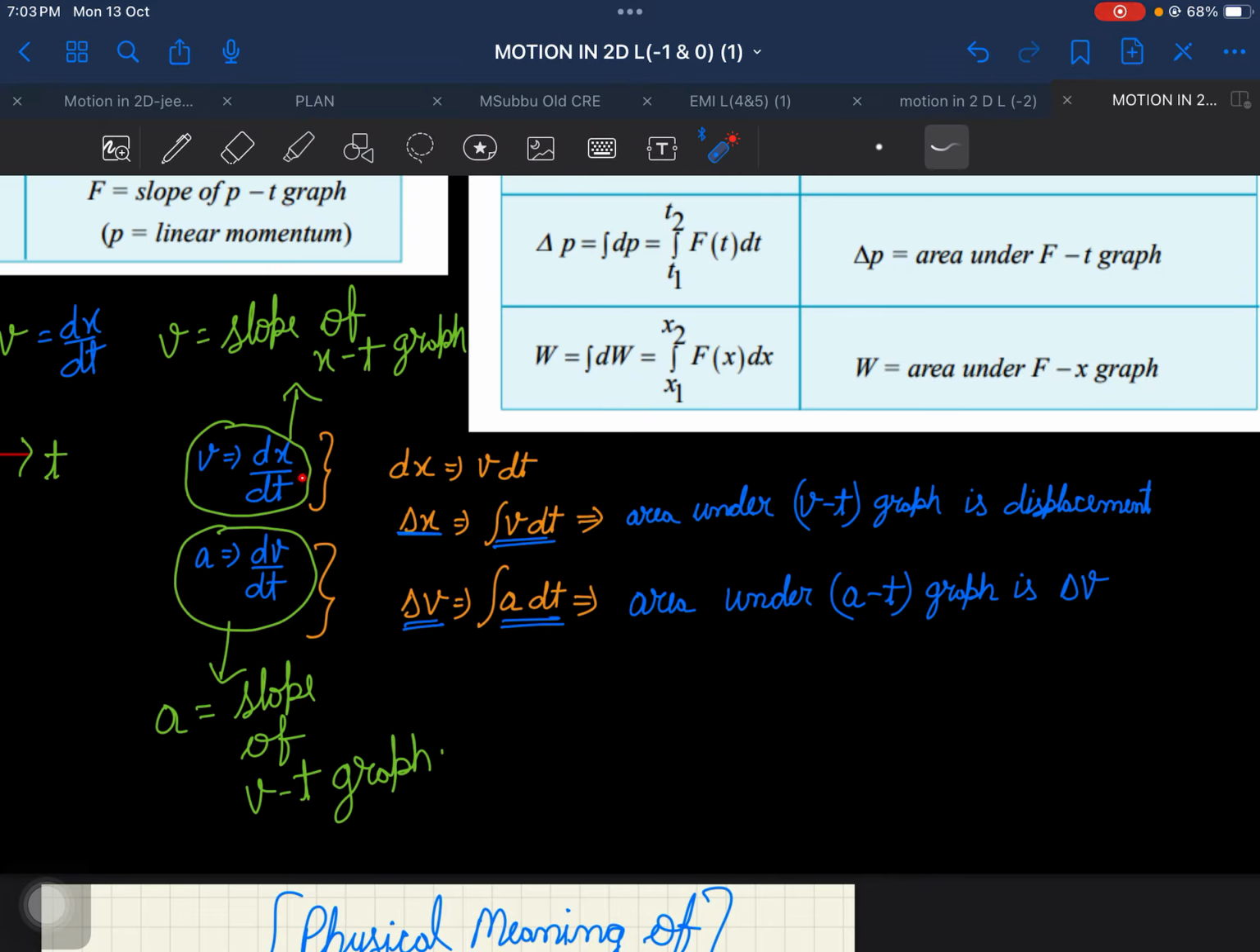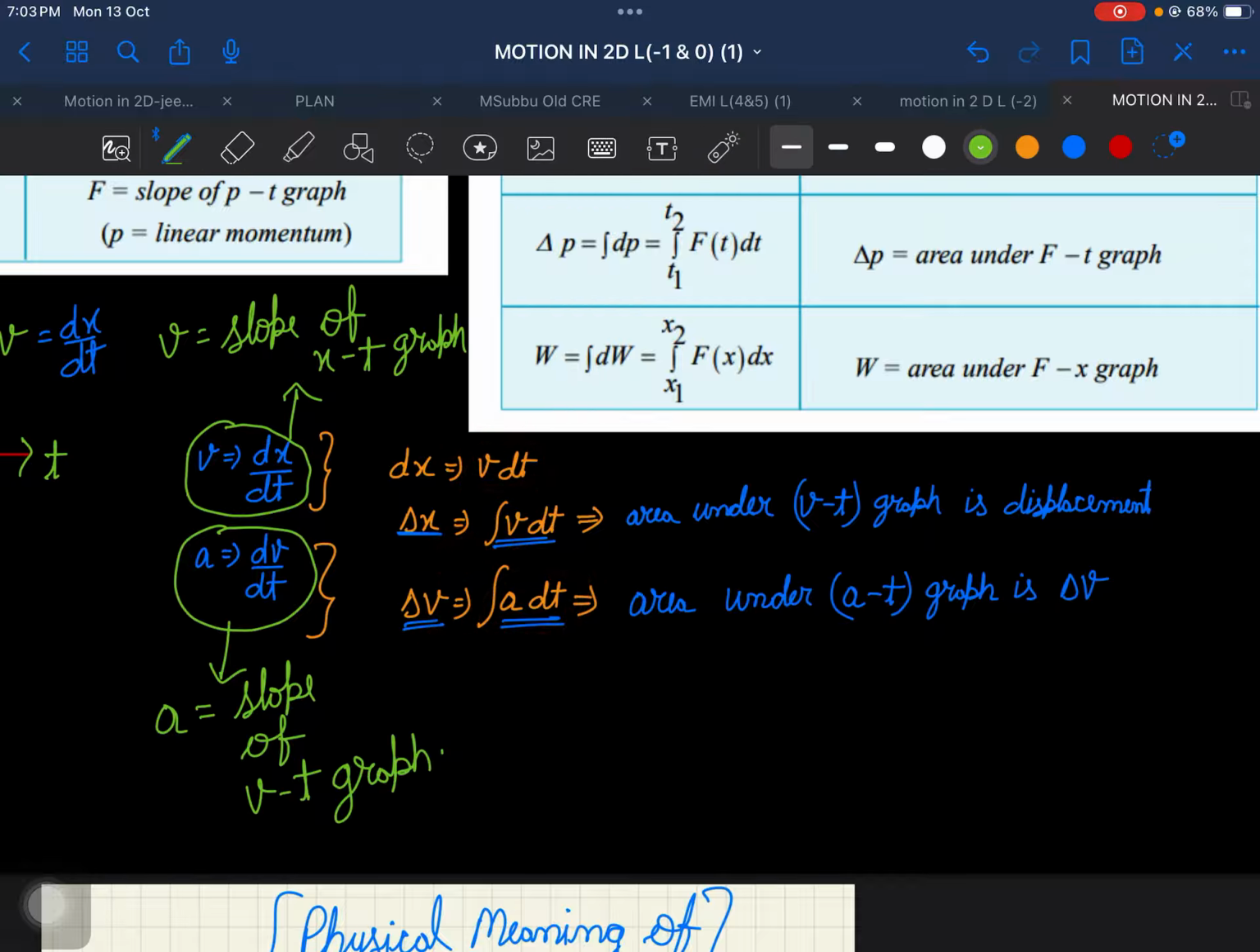And the differentiation formulas here: v is equal to dx by dt, hence velocity is the slope of the x-t graph. a is equal to dv by dt, hence acceleration is the slope of the v-t graph. And from here you can say that the area under the v-t graph is your displacement, the area under the a-t graph is your velocity. Just learn it, students.